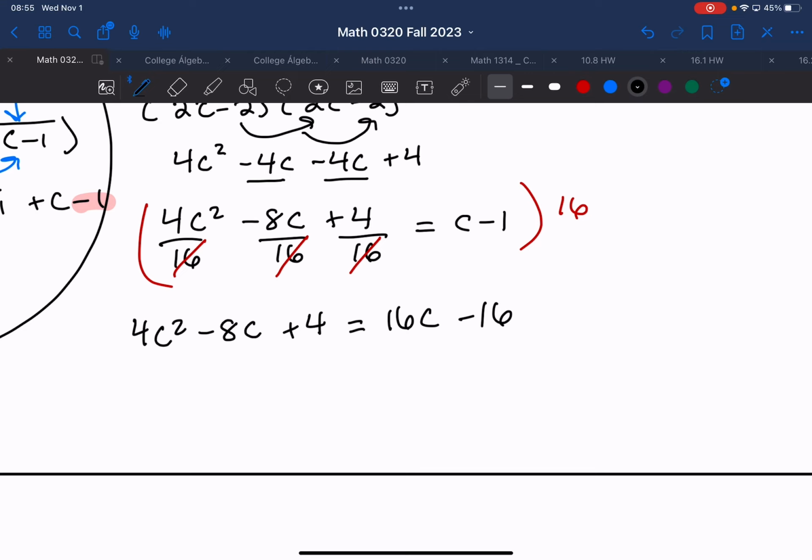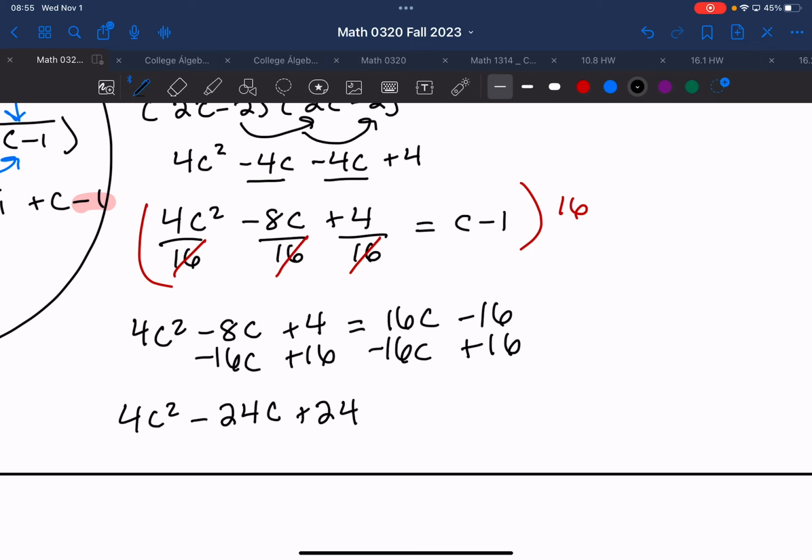We need this equal to 0, so what are we moving over to the left? Good, then minus 16c, and then add 16. So that means we have 4c squared, negative 8 and negative 16 is negative 24c, 4 plus 16, positive 24, equals 0.